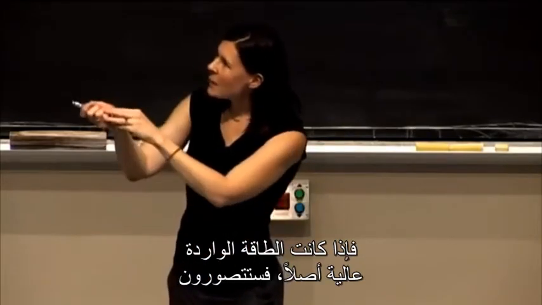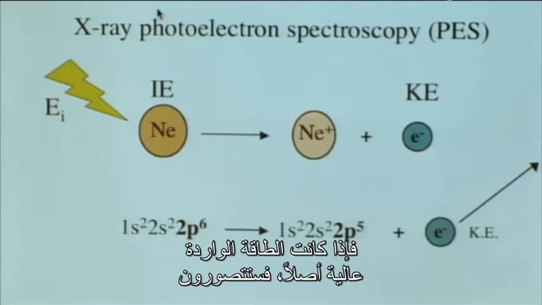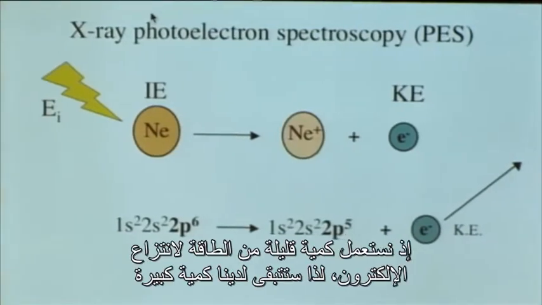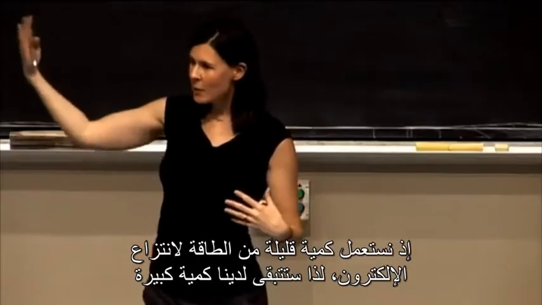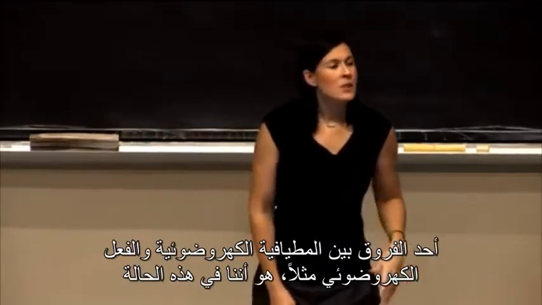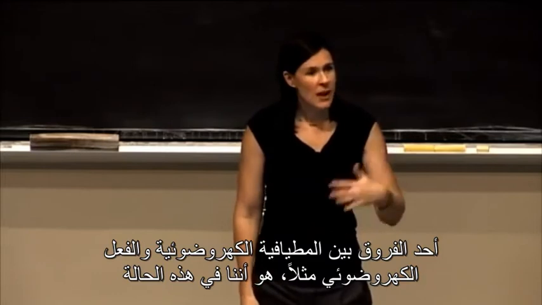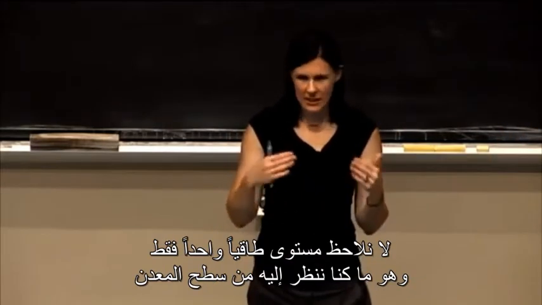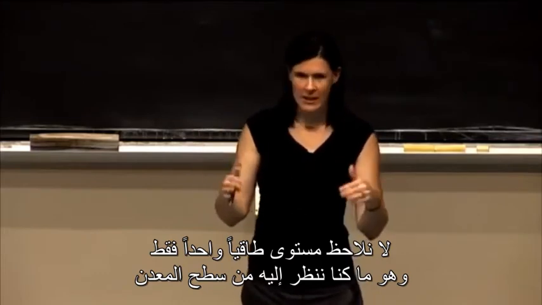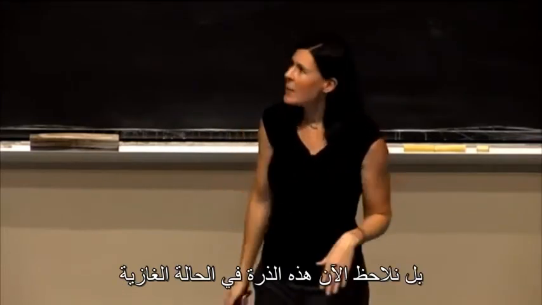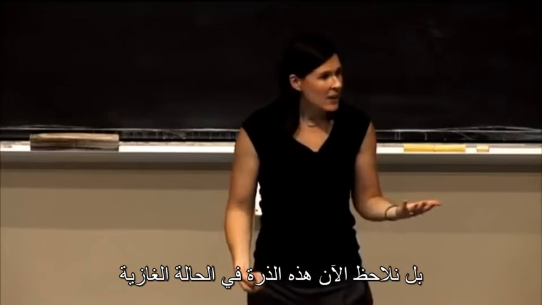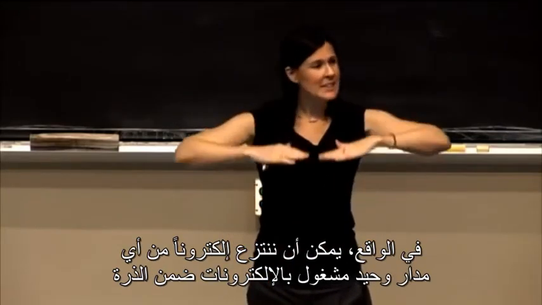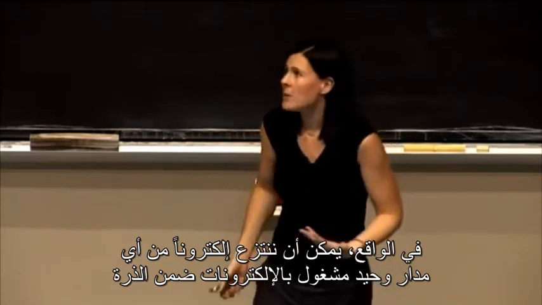So you can imagine that we'll probably have a lot of kinetic energy left over if we put a lot of energy in the first place. We're only using up a little bit to eject the electron, then we'll have a lot left over. So one difference between photoelectron spectroscopy and, for example, the photoelectric effect is that in this case, we're not just looking at one energy level, which is what we were looking at from the surface of a metal. Now we're talking about this gaseous atom, so we can actually eject an electron from any single orbital that is occupied within the atom.